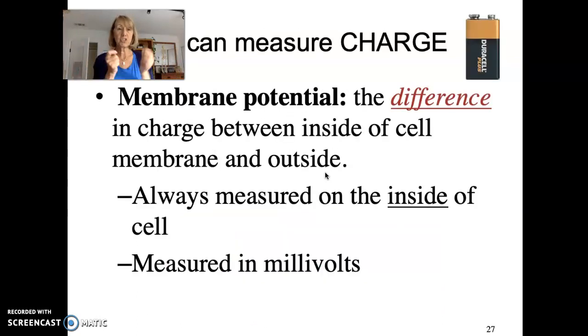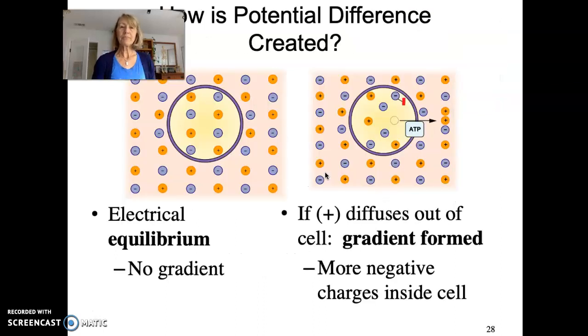We can measure the charge, right? So the membrane potential, that word again, potential, is the difference in charge between the inside of the cell and the outside. But we're always going to measure it in terms, which are we measuring? Are we measuring what it is outside, or are we measuring what it is inside? We're measuring what it is inside because we're talking about cells. And it's measured in millivolts, thousandths of a volt, okay? Very tiny, but makes a big difference.